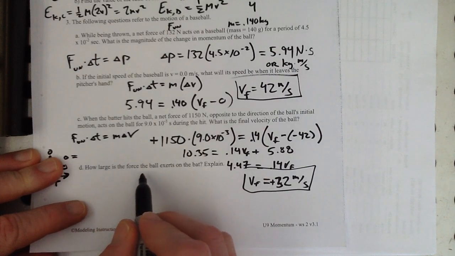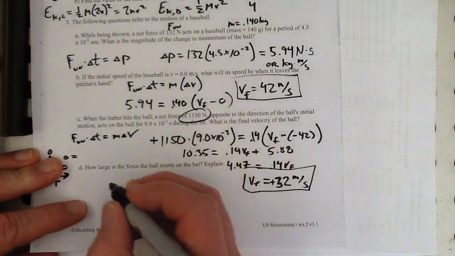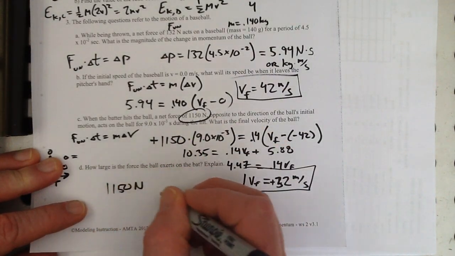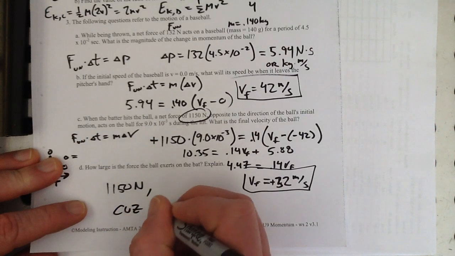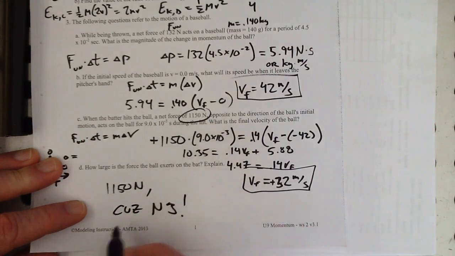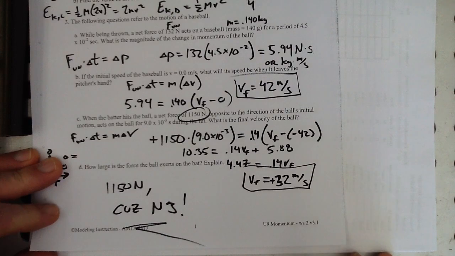How large is the force the ball exerts on the bat? It's the same, because of Newton's third law. Equal and opposite, always. All right.